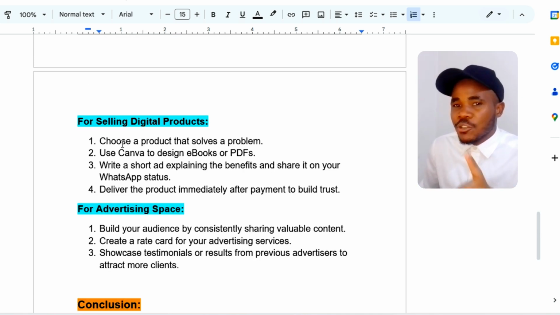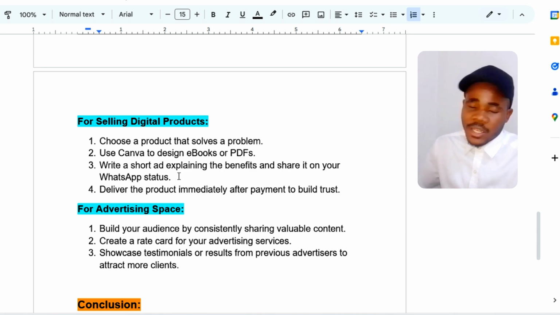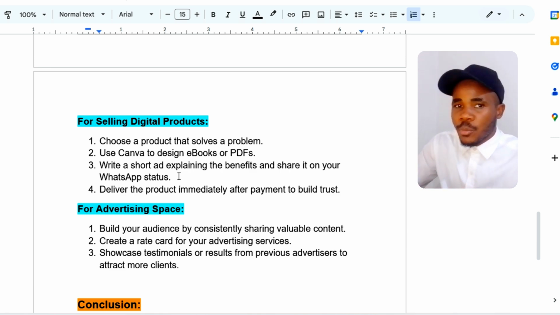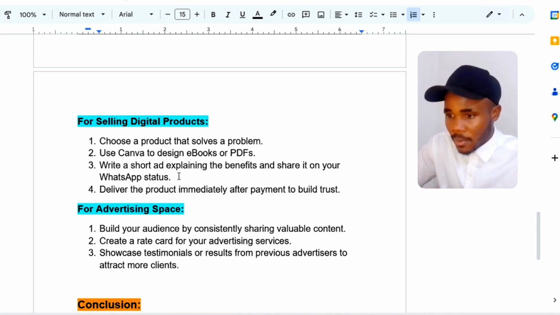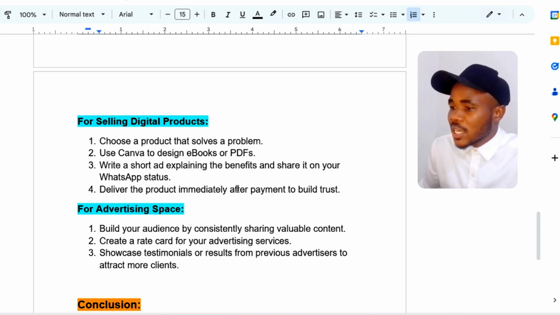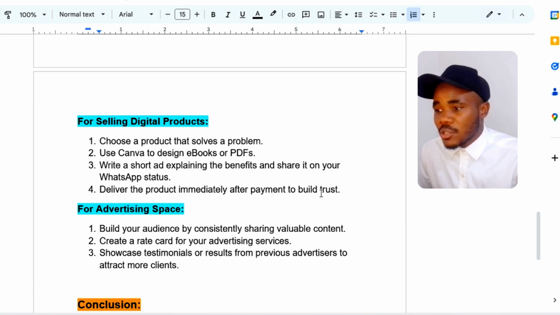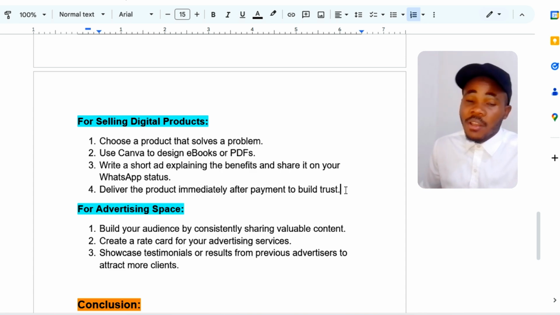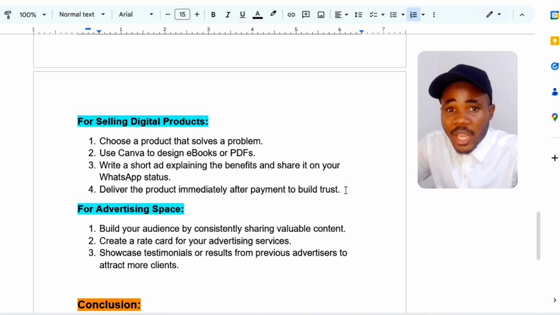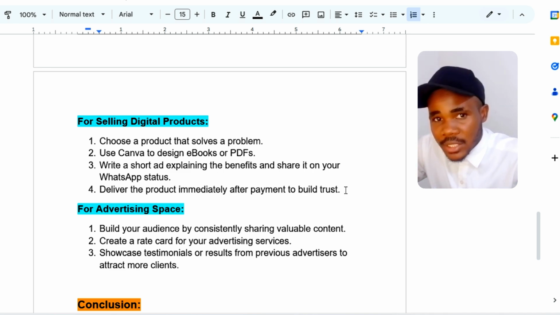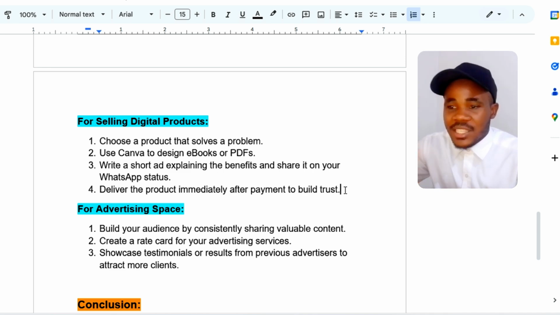For the second strategy, selling digital products, you're going to choose a product that solves a problem. Then use Canva to design ebooks or PDFs. Then write a short ad explaining the benefits and share it on your WhatsApp status so people can know about your digital product, about this ebook that solves their problem. Then you're going to deliver product immediately after payment to build trust. Don't delay. People want fast things. So if they pay money, immediately you should be able to deliver that product. So you should actually learn how you can automate things to speed up things so that even if you're not there, the automation does everything for you.